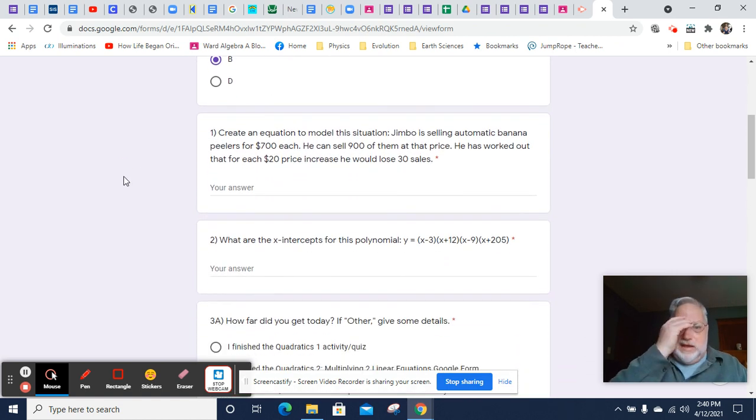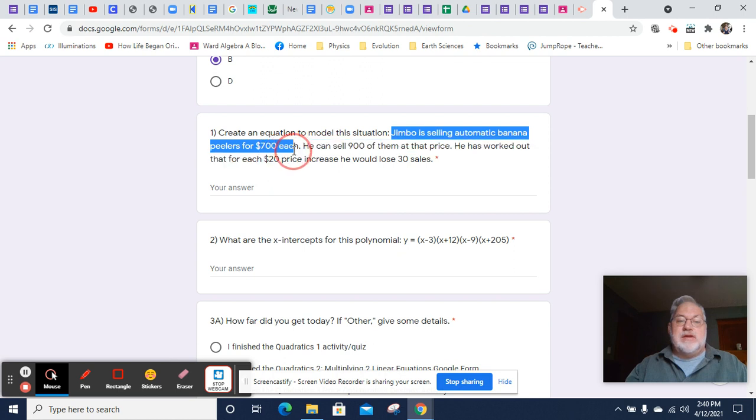We're going to create an equation to model this situation. Now, hopefully at this point you are feeling more comfortable with this from quadratics 3. So we want to deal with this situation. Jimbo is selling automatic banana peelers for $700 each, and he can sell 900 of them.